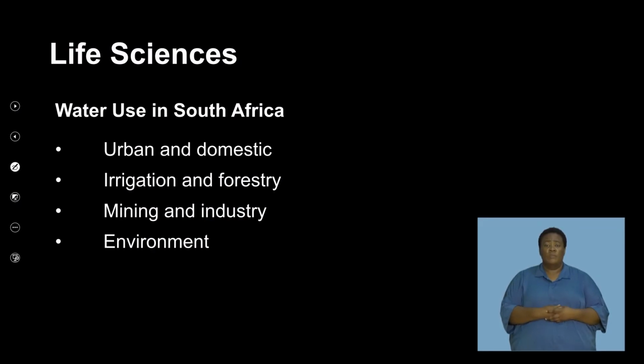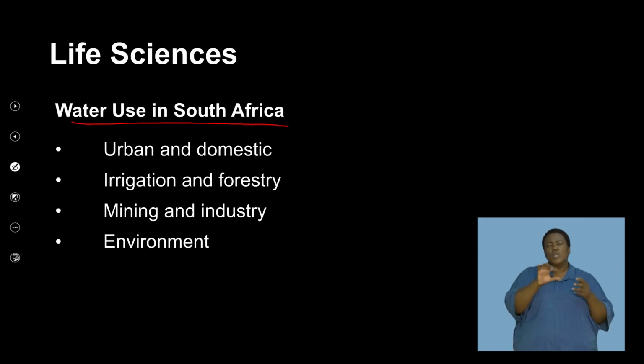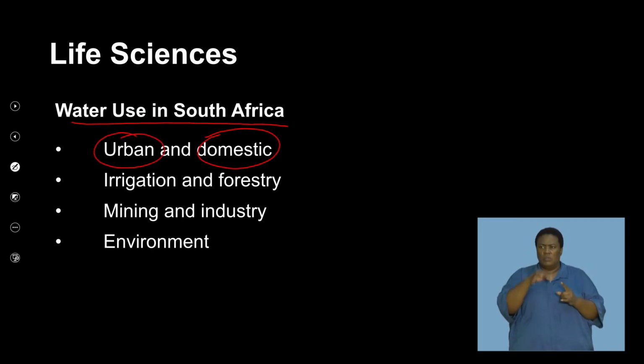Right. So where is water used in South Africa? What are some of our major consumers of water? We know that water drives, firstly, our domestic use, so we refer to water being used in our homes. There's urban use as well. We know that South Africa is a country that relies on a lot of agriculture, and hence we tend to use a lot of water on irrigation and our forestry.